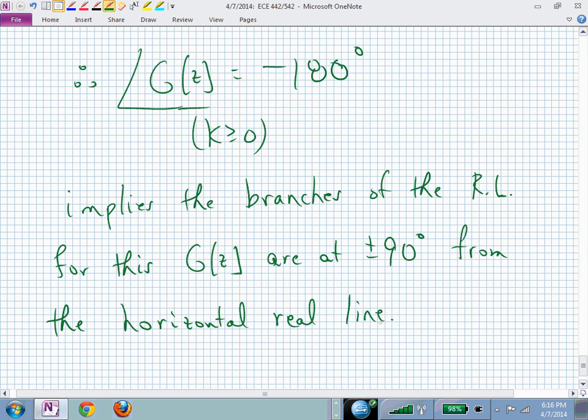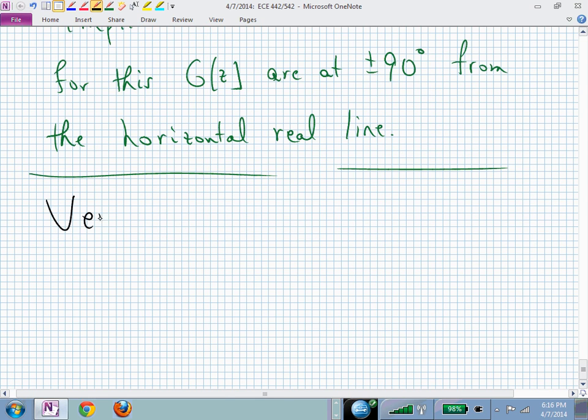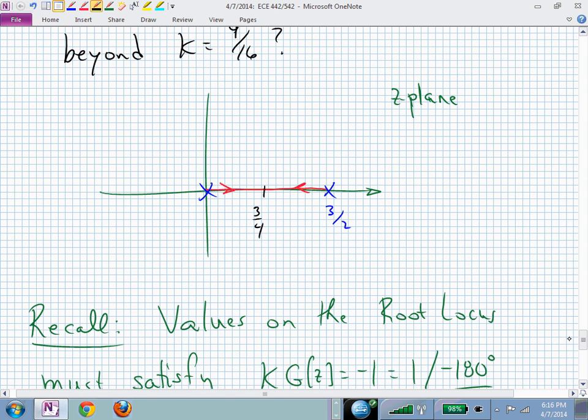Where in the world did that come from? How many branches do we have? Let's see if we can sort of convince ourselves of that fact that we're now saying that the root locus, after these meet at z equal to 3/4, those red lines, one's going to go up and one's going to go down at right angles to the horizontal line.